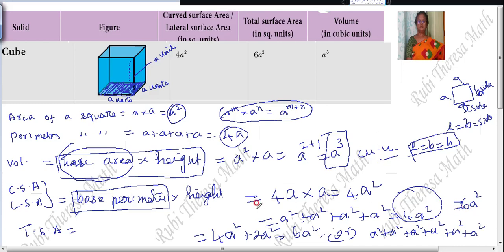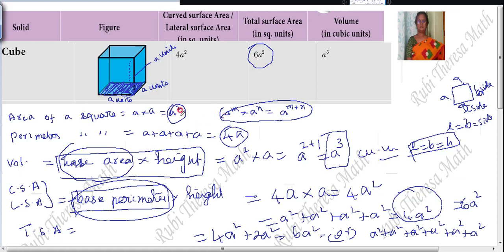Do you follow? Suppose those who are unable to remember this, TSA very well you can remember for a cube, because all 6 are the same squares only. So for one square, what is the area? A square. That means for 6 squares, 6A square. For the curved surface, you will have 4 squares, that means 4A square. So very easy. For your lifelong, you can't forget this formula.